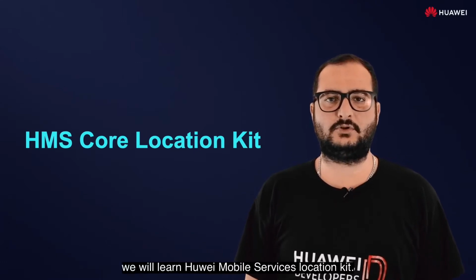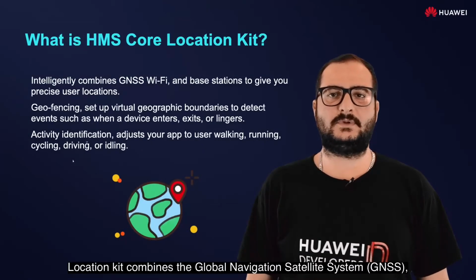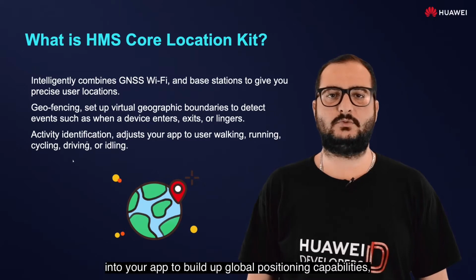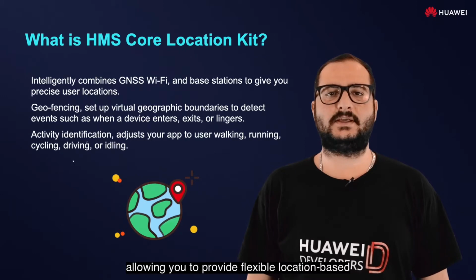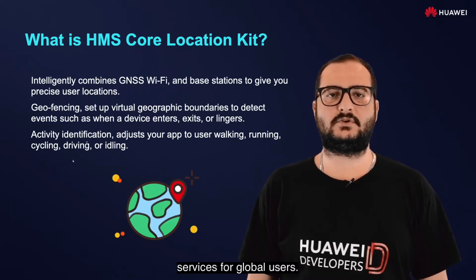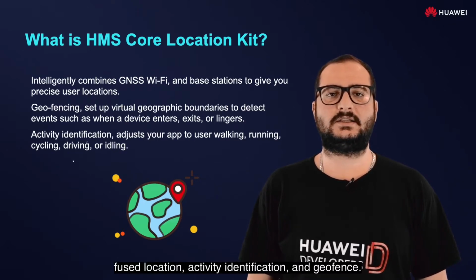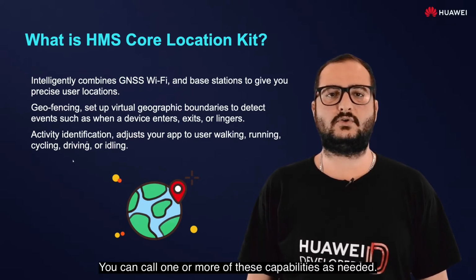In this video, we will learn Huawei Mobile Services Location Kit. Location Kit combines the global navigation satellite system, Wi-Fi and base station location functionalities into your app to build up global positioning capabilities, allowing you to provide flexible location-based services for global users. Currently, it provides the following main capabilities: fused location, activity identification, and geofence. You can call one or more of these capabilities as needed.